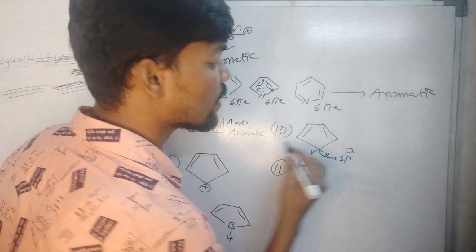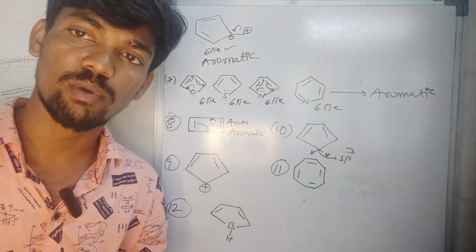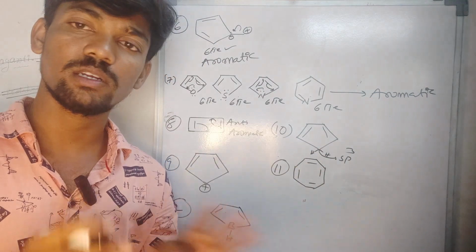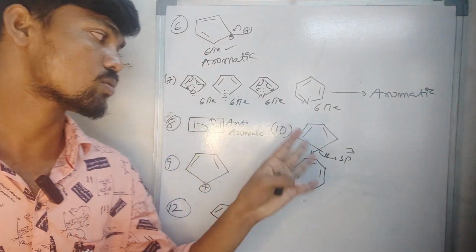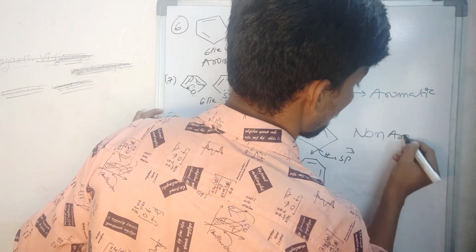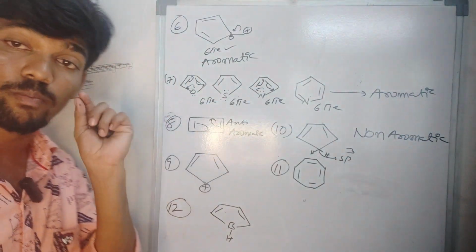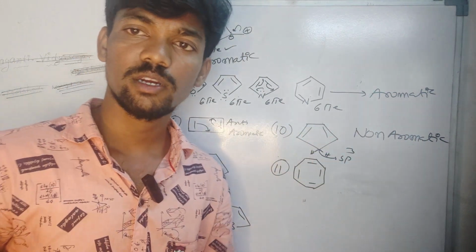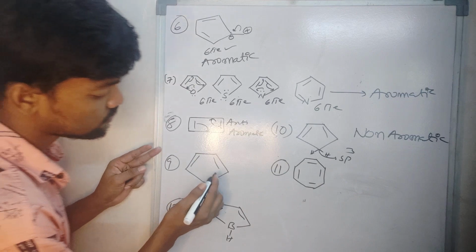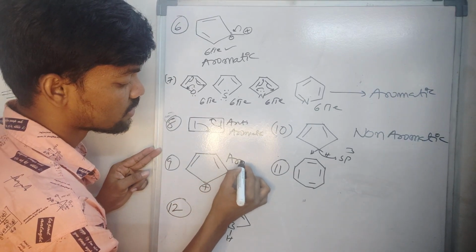If anywhere we find any sp3 carbon, the molecule is non-planar. So that's why it is a non-aromatic compound. Non-aromatic, but not anti-aromatic, because for anti-aromatic it must be sp2 carbon. Next, coming to this point, what is going on there? It will be sp2 carbon itself.